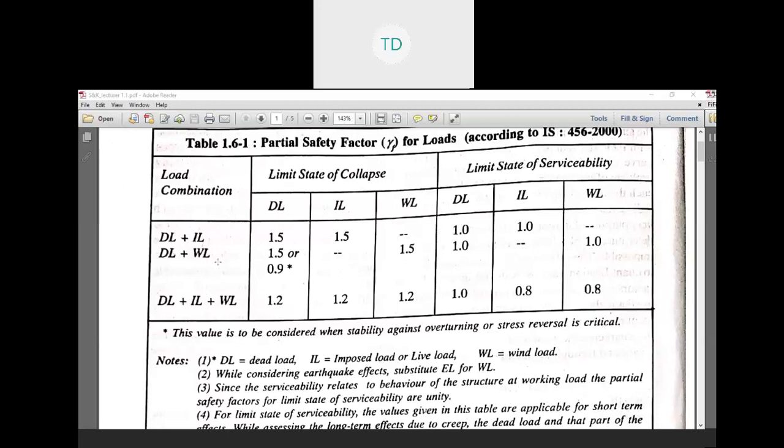As in the limit state of collapse, for the dead load plus wind load combination, the value is considered as 1.5 or 0.9 for dead load, and here there is no live load, so it is negligible, and the value of wind load is 1.5. The difference between these two values is taken as per site conditions. In limit state of serviceability, the dead load and wind load are both considered as 1.0.